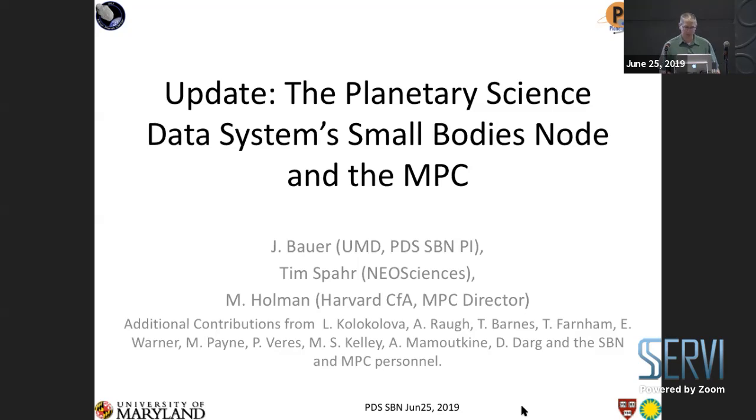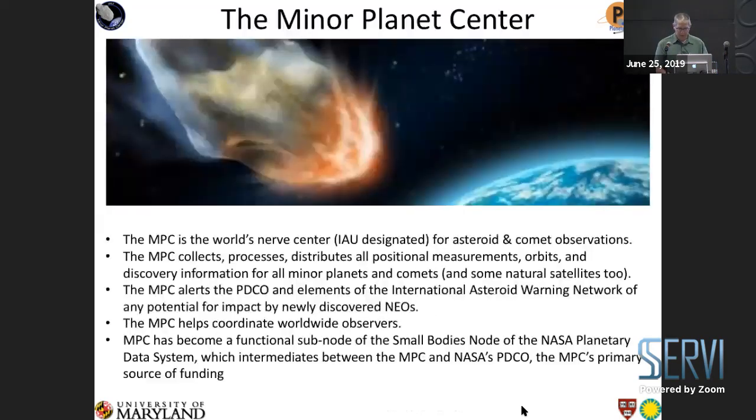So just to get started, just as a reminder, the Minor Planet Center is the clearinghouse for astrometric data of small bodies. They distribute and collect positional measurements and designate the orbits of the minor planets and comets, the asteroids and comets. A little over 2 years ago, it became a functional subnode of the small bodies node of the NASA Planetary Data System.